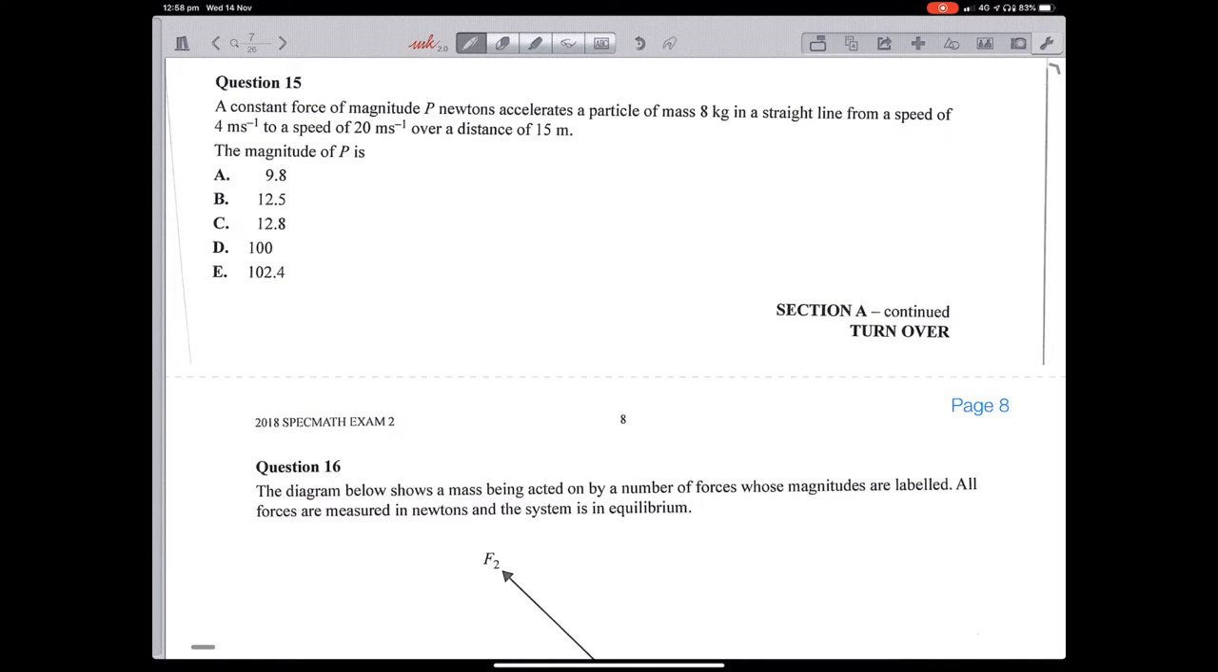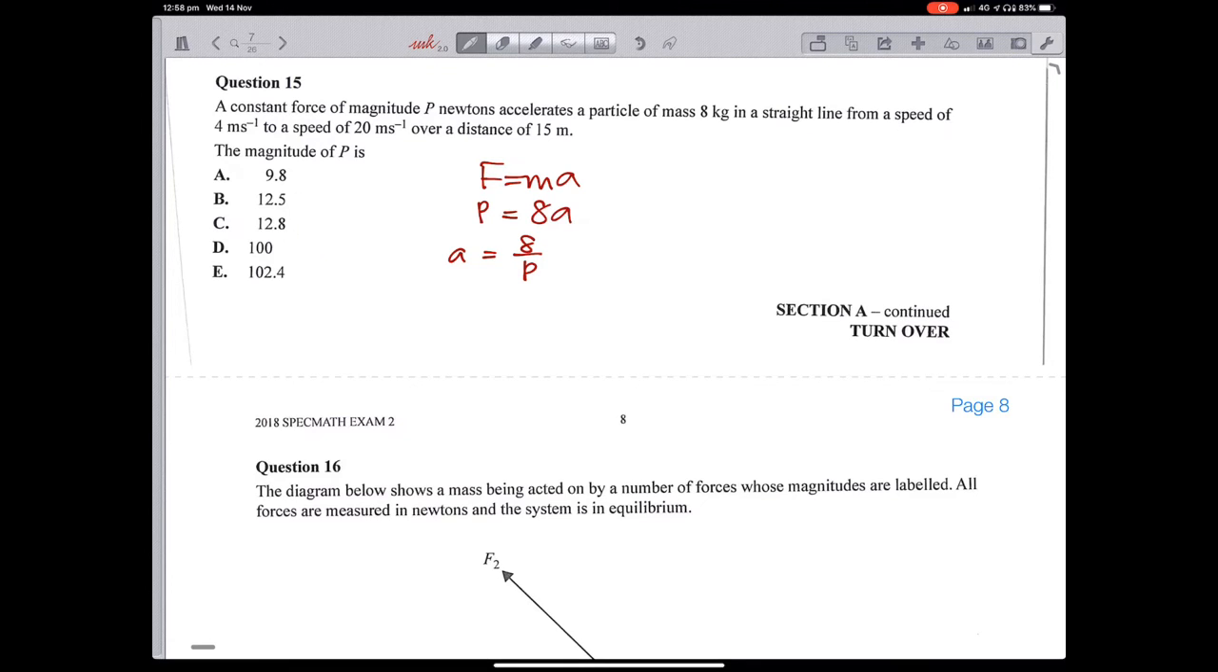A constant force of magnitude P newtons accelerates a particle of mass 8 kilos in a straight line from a speed of 4 meters a second to 20 meters a second over a distance of 15 meters. Force equals mass times acceleration. P equals 8a, a equals P on 8. Okay, speed of 4 to 20.